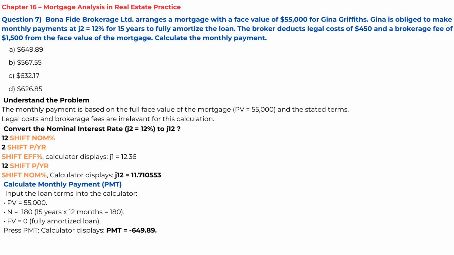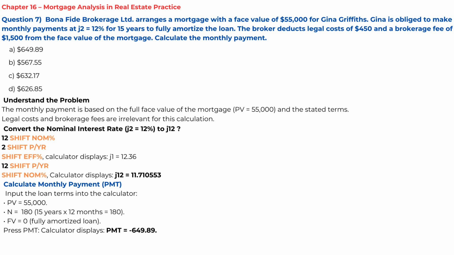Question 7. Bonafide Brokerage Ltd. arranges a mortgage with a face value of $55,000 for Gina Griffiths. Gina is obliged to make monthly payments at J2 equals 12% for 15 years to fully amortize the loan. The broker deducts legal costs of $450 and a brokerage fee of $1,500 from the face value of the mortgage. Calculate the monthly payment. Understand the problem. The monthly payment is based on the full face value of the mortgage, PV equals $55,000, and the stated terms. Legal costs and brokerage fees are irrelevant for this calculation.